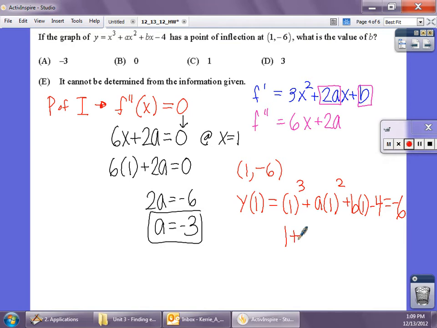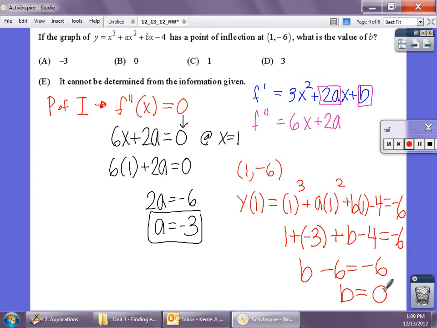1 plus, now a was negative 3, times 1 squared is still 1, plus b minus 4 equals negative 6. So we get b minus 6 equals negative 6. Add 6 to both sides, and we get that b is equal to 0. The question was, what's the value of b? Therefore, b is equal to 0.